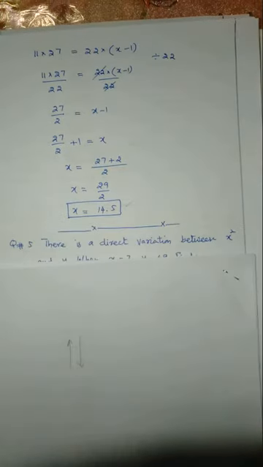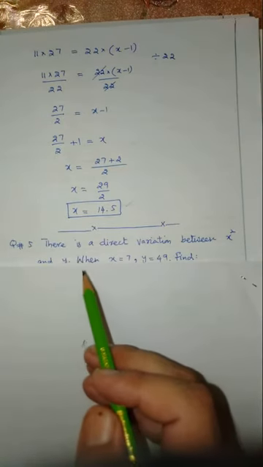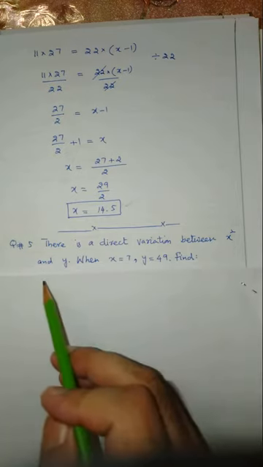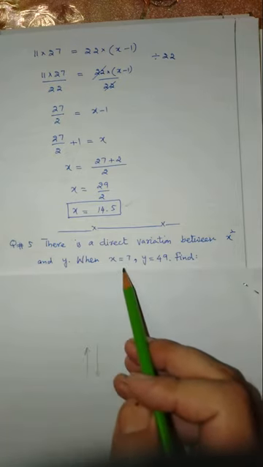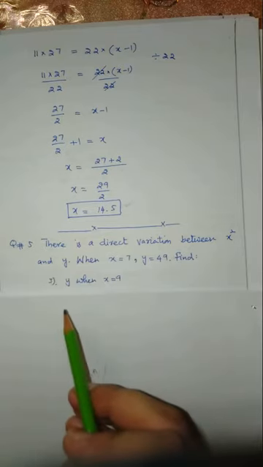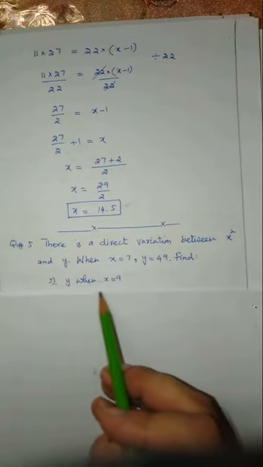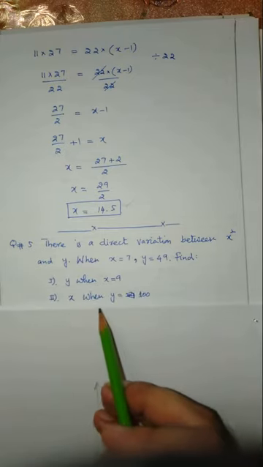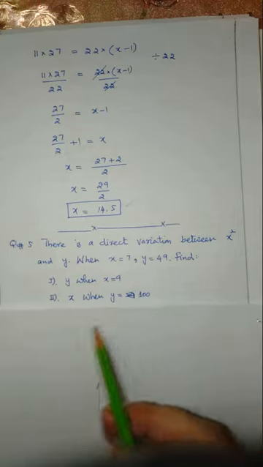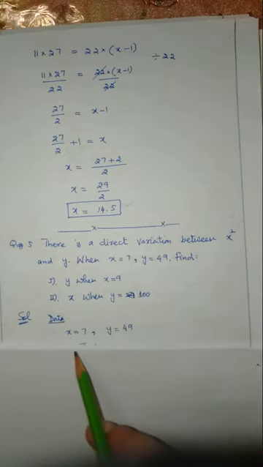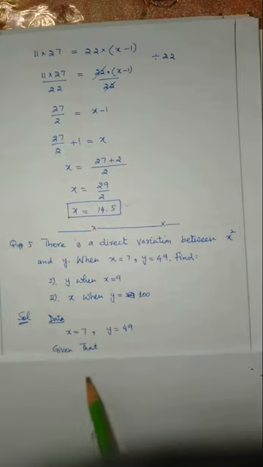Now question number 5. There is a direct variation between x square and y. When x is equal to 7, y is equal to 49. Find y when x is equal to 9. Find x when y is equal to 100. Solution. The given data: x is equal to 7 and y is equal to 49.